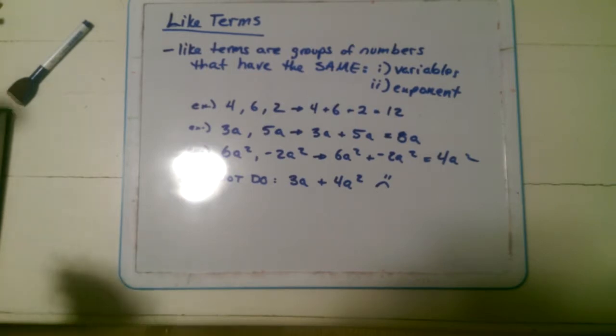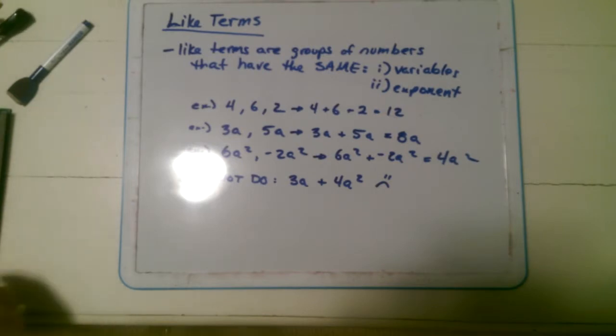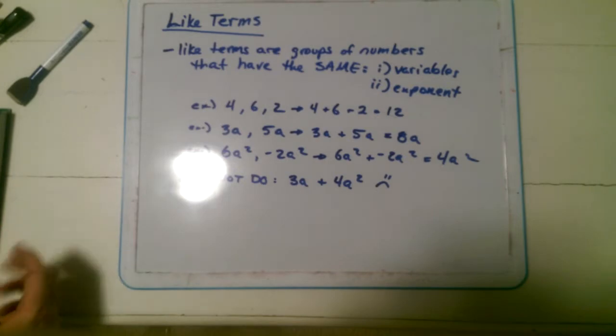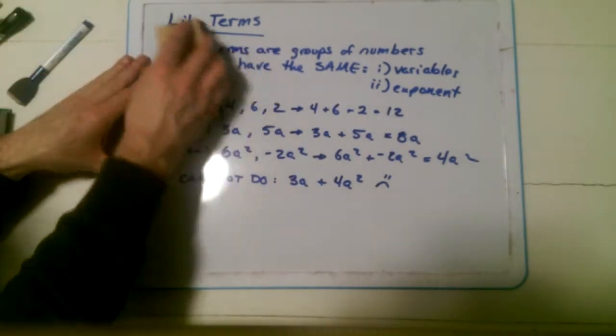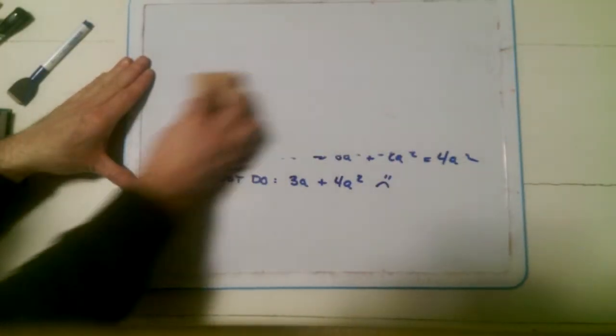So let's look at an example of what something like that would look like. If I asked you, or the textbooks asked you, to combine like terms, what would that be? So let's just start a new page. If you have a new area, we'll go from there.